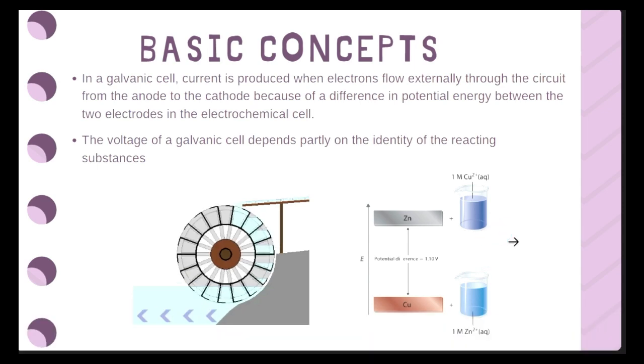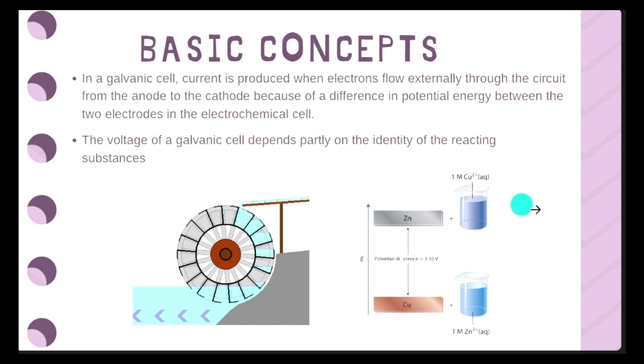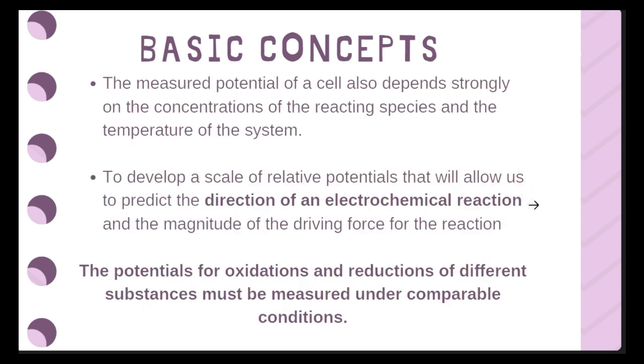The voltage of a galvanic cell depends partly on the identity of the reacting substances. The measured potential of a cell also depends strongly on the concentration of the reacting species and the temperature of the system. To develop a scale of relative potentials that will allow us to predict the direction of an electrochemical reaction and the magnitude of the driving force for the reaction, the potentials for oxidation and reduction of different substances are measured under comparable conditions.